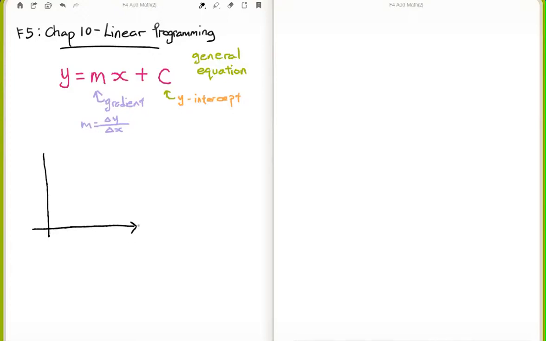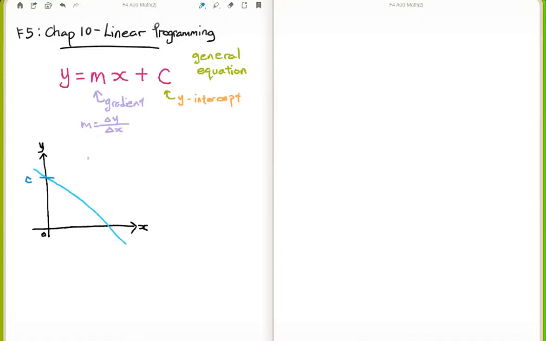To the right is my positive x direction. Be sure you label this. And going up is my positive y direction. Be sure you label this too. The intersection between the two is 0. If I were given a straight line, this is my y-intercept, the y value when x equals 0. When x is 0, this y number c is the y-intercept, and this is my x-intercept, when y is 0.